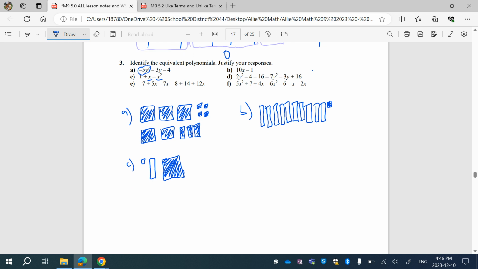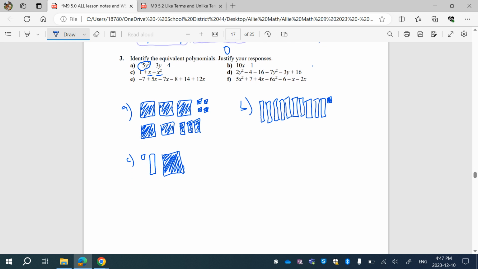Okay, now let's look at combining. We do have like terms in D, so let's look at combining those. So D, we have the 2y squared and a negative 7y squared. Those are our two like terms there. So let me rewrite this. Negative 7y squared plus 2y squared. And then we have a negative 3y. And then we have a negative 4, a negative 16, and a positive 16.